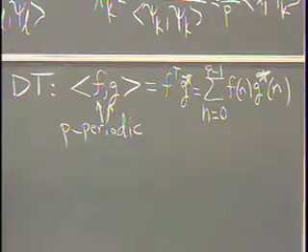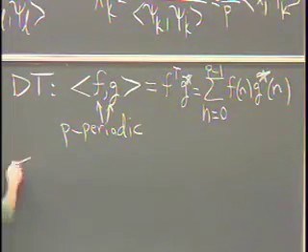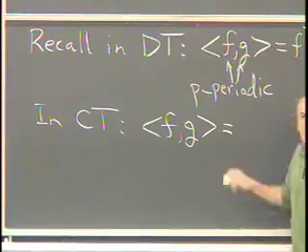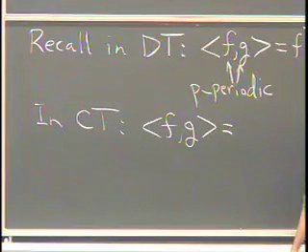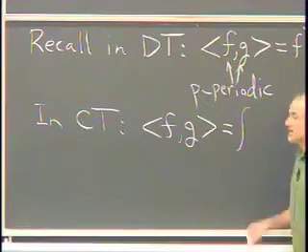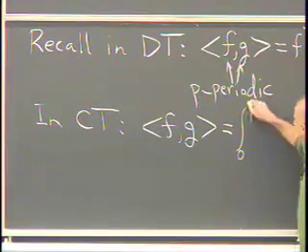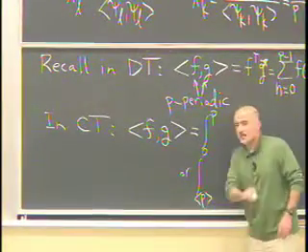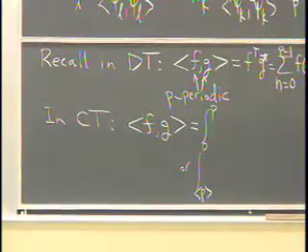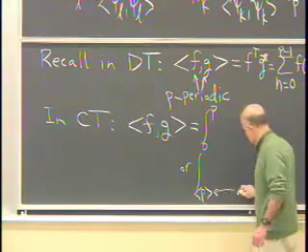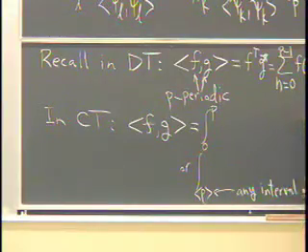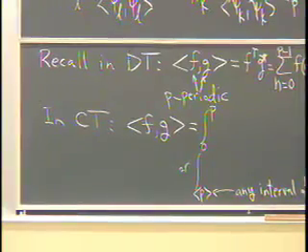In continuous time, if f and g are periodic with period p, I heard an integral. Integral over what? 0 to p, or any interval of length p. In general, you have a choice of what interval to pick. So this represents any interval of length p.